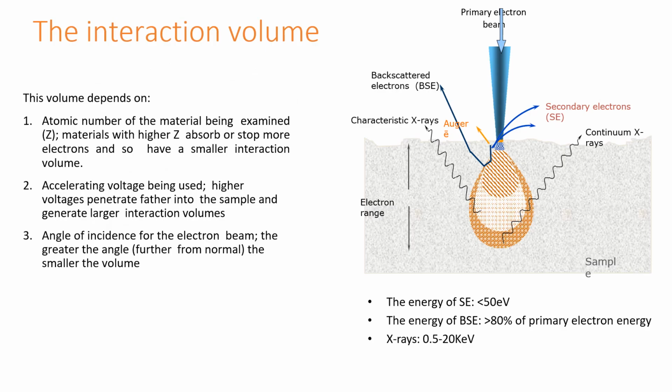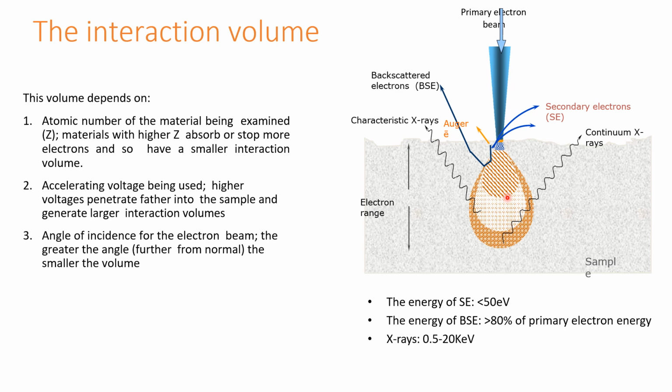Now we see the concept of interaction volume. So what is interaction volume? When the electron beam penetrates into the sample, it travels some distance, and the distance up to which it can travel is the interaction volume. This interaction volume depends upon three factors. The first one is atomic number, the second is accelerating voltage, and the third one is the angle of incidence. Now we discuss these three points one by one.